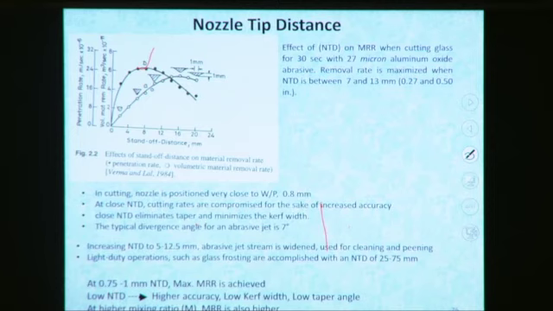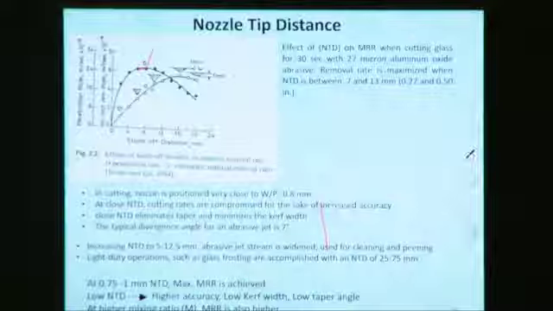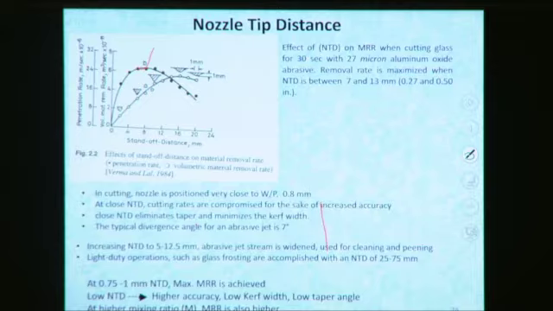Increasing nozzle tip distance from 5 to 12.5 millimeter, the abrasive jet stream is widened. This widened stream is used for cleaning purposes. Because the stream is widened, the abrasive jet velocity reduces, so the kinetic energy is less, and it can be used for cleaning or peening, and light duty operations such as glass frosting.